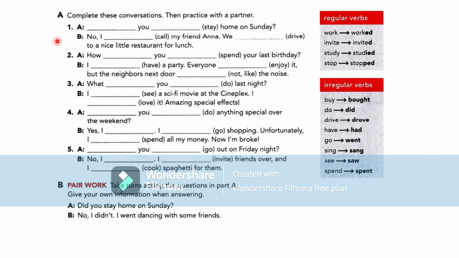Excellent. So here we have irregular verbs. As you can see, irregular verbs are harder to learn, to memorize, but easier to pronounce. So we have eat, ate, do, did, meet, met, see, saw, sleep, slept, spend, spent, drive, drove, go, went. Okay, pretty easy. Let's continue.